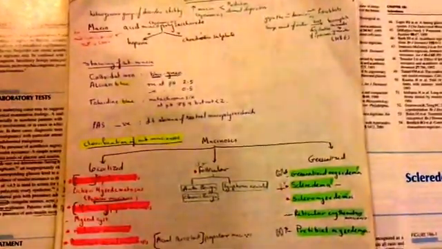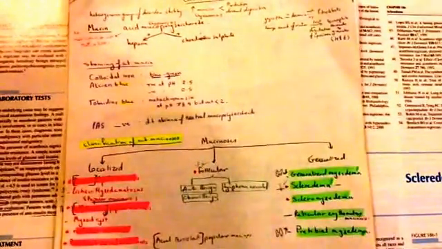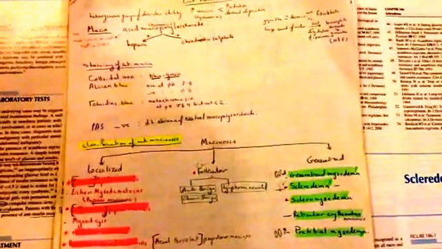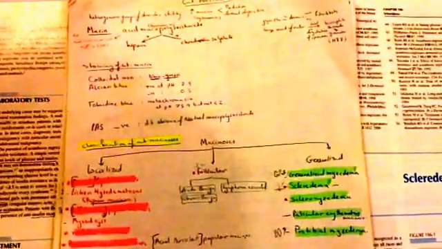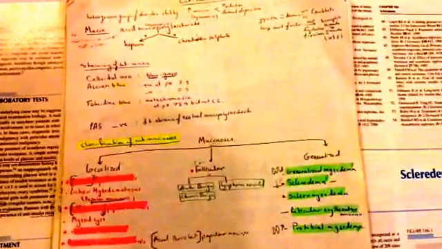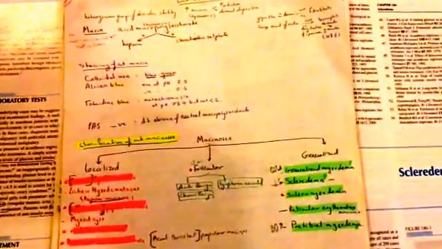Cutaneous mucinosis. We start with cutaneous mucinosis. Cutaneous mucinosis is a heterogeneous group of disorders characterized by increased mucin, hyaluronic acid production, and dermal deposition.